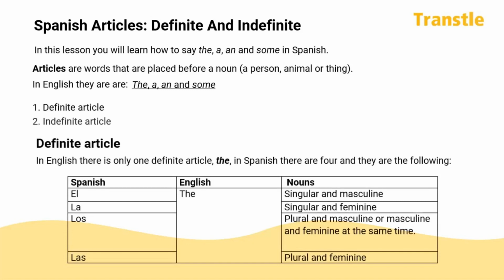The definite article. In English there is only one definite article: the. In Spanish there are four and they are the following: el, la, los, and las. El is used with singular and masculine nouns. La is used with singular and feminine ones. Los, with plural and masculine or masculine and feminine nouns, at the same time. And las, with plural and feminine nouns.